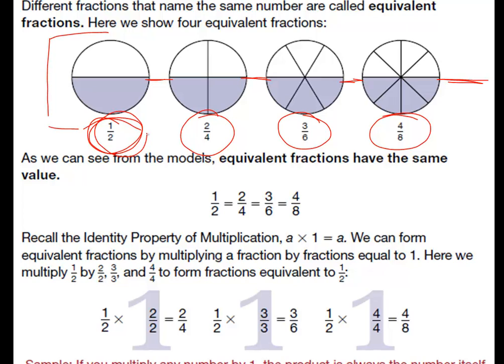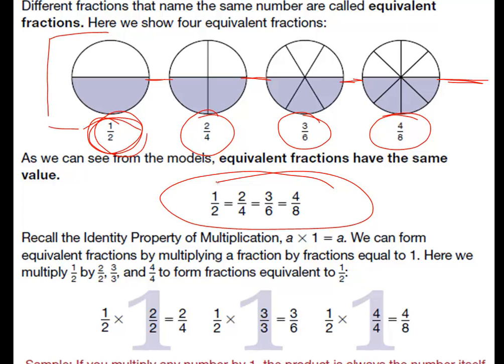As you can see from that, they all have the exact same value. It doesn't matter. 1/2 is equal to 2/4, which is equal to 3/6, which is equal to 4/8. And the way we do that is we use the identity property of multiplication, which says that anything times 1 is itself, or A times 1 equals A. So we can form any equivalent fraction we want by multiplying a fraction by fractions equal to 1.